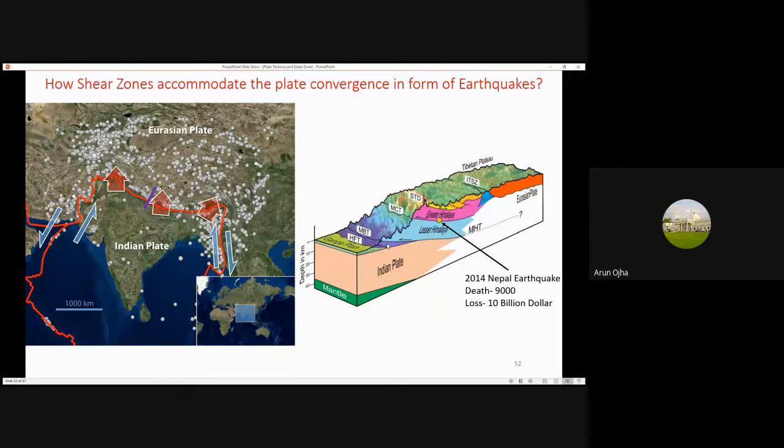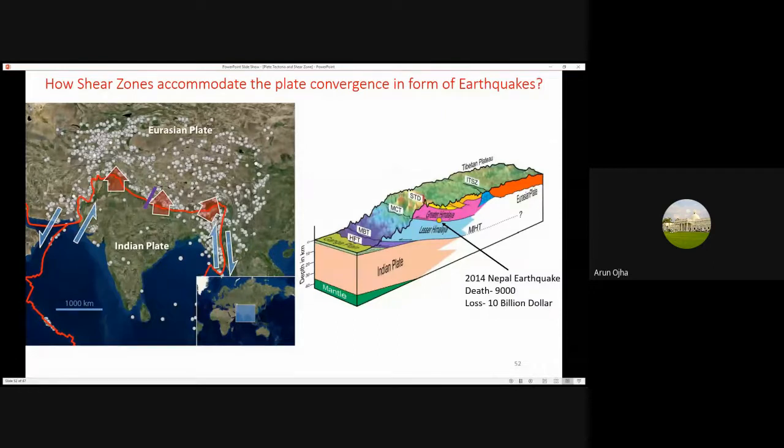And plate tectonics and shear zones are combinedly responsible for earthquakes also. The plate motion applies stress to the plate boundaries. In the plate boundaries, because of the stress, the shear zones are formed to accommodate the stress related to the plate motion. So accommodation of the stress in the shear zone results in earthquakes.